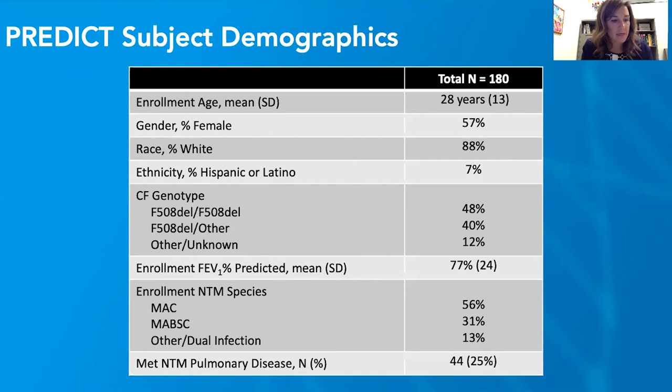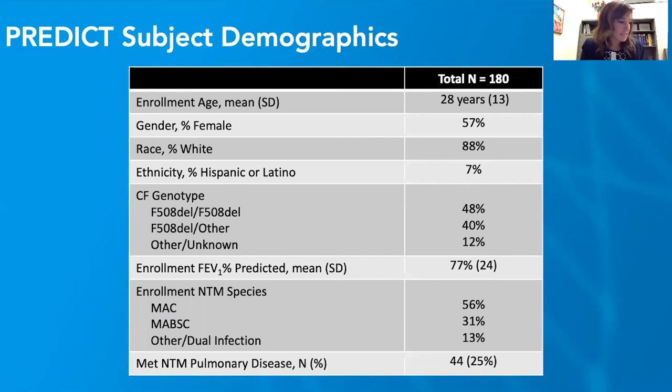The CF genotype distribution is shown here. And then the mean lung function at time of enrollment was 77% predicted. Moving down, you can see that the majority of our subjects enrolled currently have MAC. About 31% have abscessus, and 13% have either a different NTM species or a dual infection with MAC and abscessus. And then so far at this point, 44 subjects or 25% have met criteria for NTM pulmonary disease.